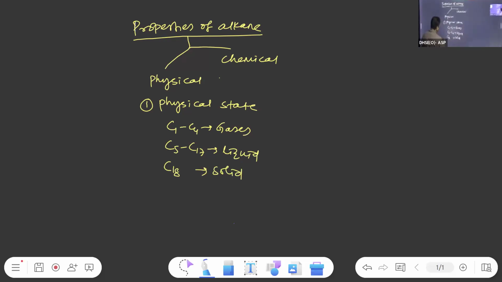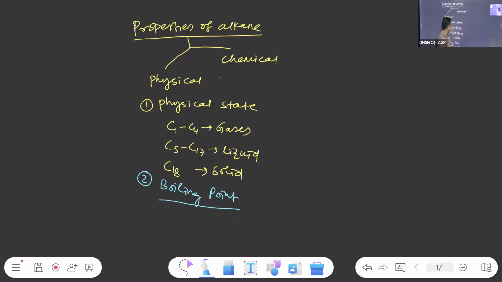The second one is boiling point. In general, for any compound, organic or inorganic, with the increase in molecular mass, the boiling point increases. Is it clear? Suppose we compare chloroform and CCl4. Which possesses more boiling point? CCl4 possesses more boiling point. Why? Because it has more molecular mass.